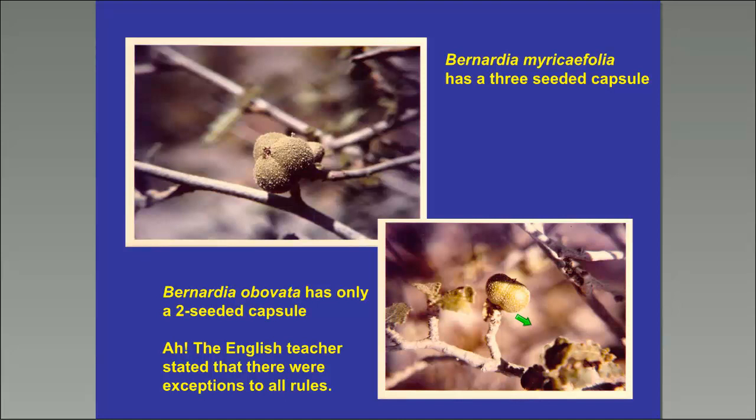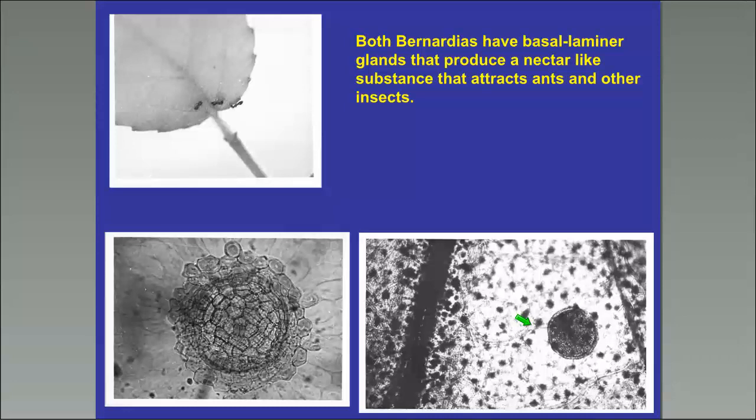When I look, this plant, like a lot of the spurges, has unique qualities. This is called the basal laminar gland, and this is a blow up of the gland that's at the base of the leaves up here for both Bernardias. This is what the gland looks like. These are paraffin embedded and stained, just like a histologist does with tissue, but here I've done this with plant material. And so this basal laminar gland produces a nectar, and things like the ants that you see here on the leaf picture come and get that.